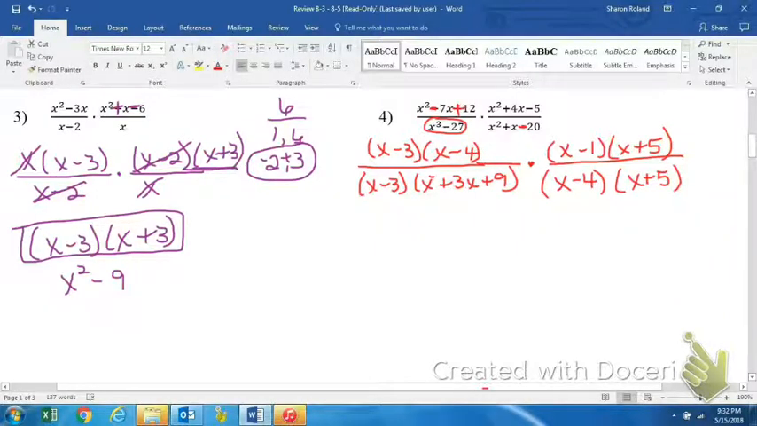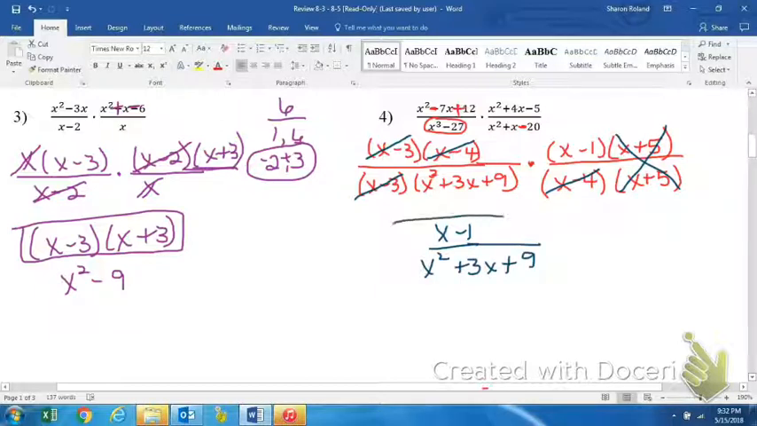It's just crossing out the things that are alike. So x minus 3 is the same as x minus 3. X minus 4 is the same as x minus 4. And remember, it has to be top and bottom. They can't cancel side to side. So your answer is x minus 1 over, oh, that's a 2. X squared plus 3x plus 9. And that's your answer.